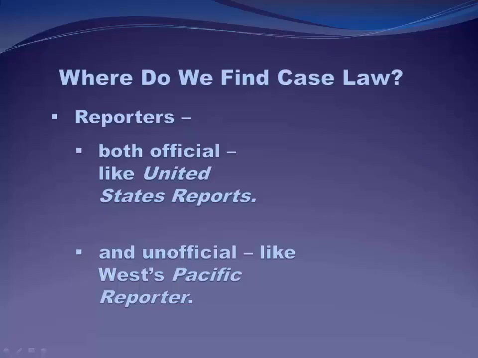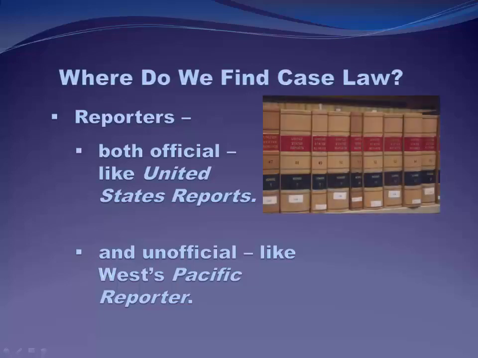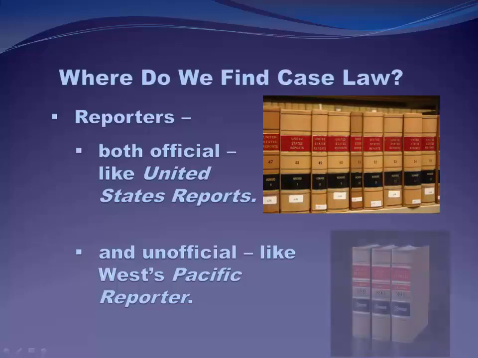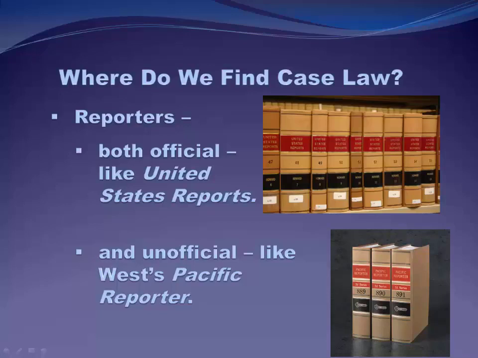So where do we find it? There's, as I said, reporters. They're supposed to be official, like the United States Reports. And when I say official, I mean it's been designated by statute and it's an official publication of the government. It'll either be the federal government or a state. And there's unofficial, like West's Pacific Reporter, which are generally annotated. We'll talk about annotated codes next week. These are annotated case decisions, so they're kind of a combination of the primary law, which is the opinion or the words of the court, and some helpful finding aids that are provided by the West editors.